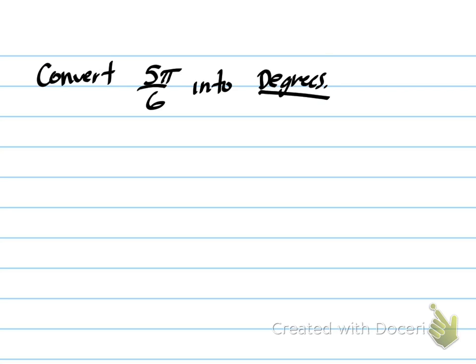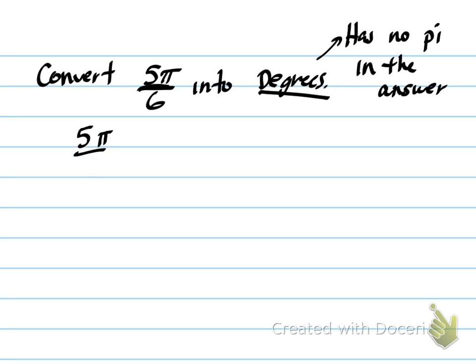Okay, again, degrees has no pi in it. There's no pi in the answer, but we start off with a pi. So I know that the pi's are going to have to cancel out so that I just have degrees. The 5 pi over 6 has the pi on top, and so you're going to have to put the pi on bottom so that it cancels with that other pi on top that we started with.